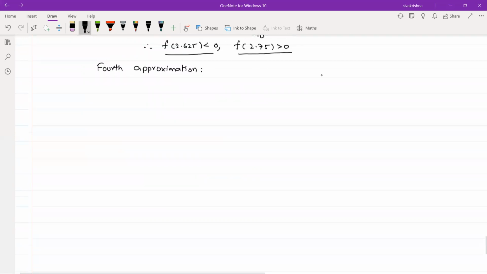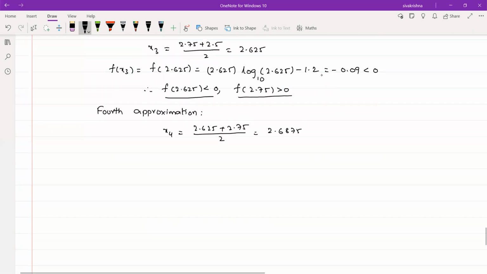So once again, the fourth approximation is nothing but the average of those two numbers. So 2.625 plus 2.75 by 2, which is approximately equal to 2.6875. So if you observe the third approximation and the fourth approximation, now we are getting one decimal place equal. Okay, so I will continue until two decimal places are equal.